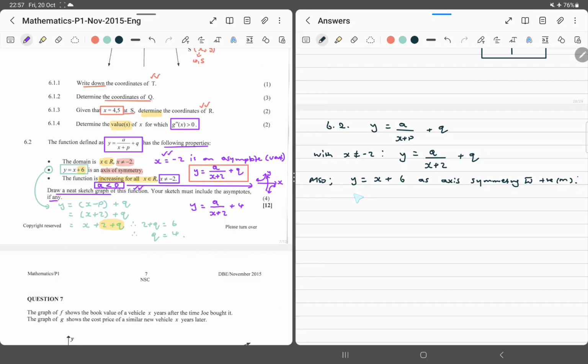It is such that we know that y is equal to a over x minus p plus q, which means we've got x plus 2. You just put it as it is there, plus q. Then we get that bracket off as it is effectively of 2 plus q. So we know that this situation is equal to 6. We can safely say 2 plus q must be equal to 6. Therefore, q is equal to 4.